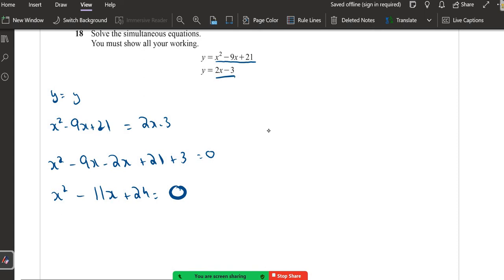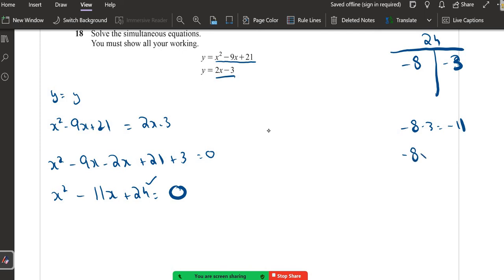Now you need to figure out two numbers such that when you multiply them you get 24, and when you add or subtract you get minus 11. So those two numbers are minus 8 and minus 3. Look, minus 8 minus 3 is minus 11, and minus 8 multiplied by minus 3 is plus 24.